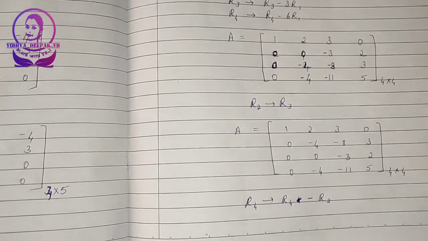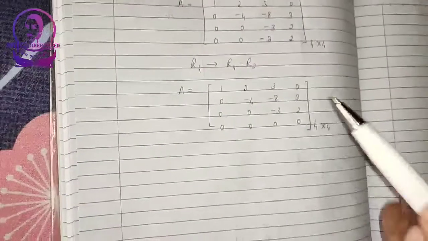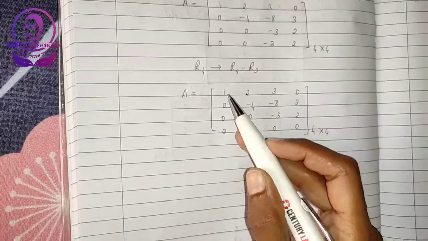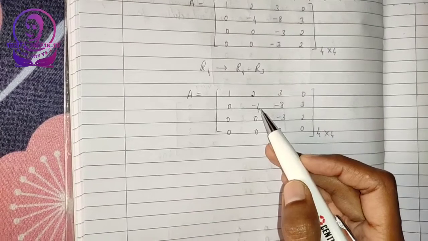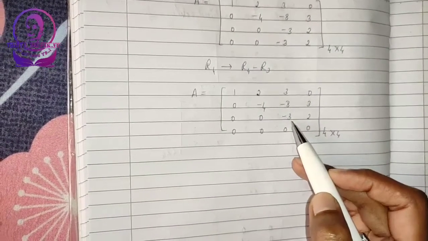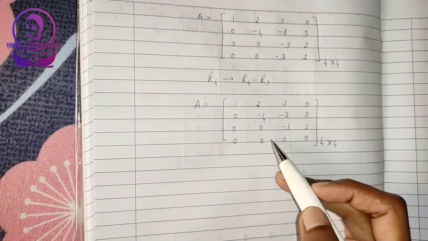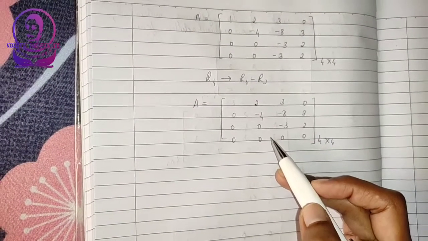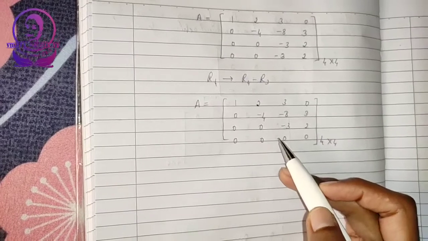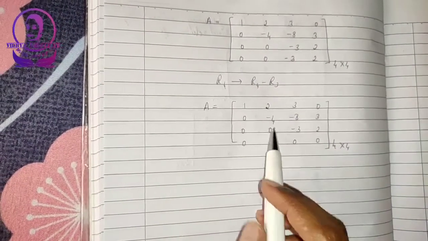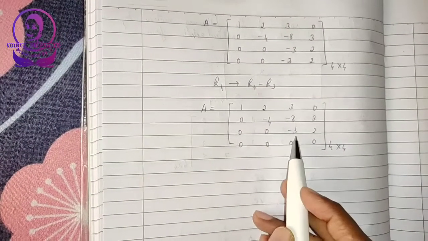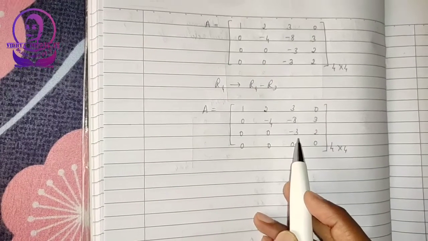So shall we write that down? As you can see, we cannot make this preceding term 1. This cannot be made 1, and this also cannot be made 1. So you can leave it like that, not a problem. This is an equivalent matrix to the given matrix A. If you can make this 1 and this 1, you can do it. If not, you can stop there. Okay.